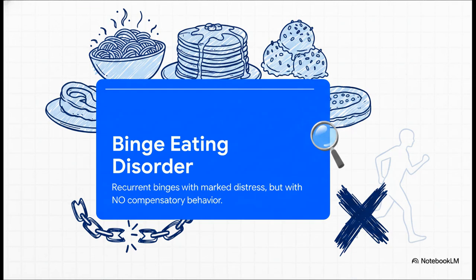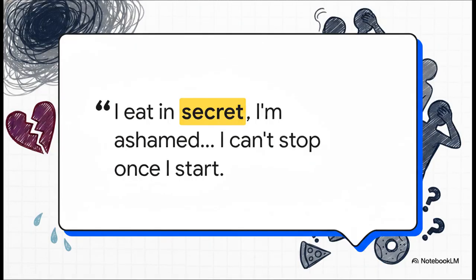So what if you have the binge episodes, but you don't do anything to compensate? Well, that brings us to our 4th disorder, binge eating disorder, or BED. The person here has those same recurrent binges, that same feeling of losing control while eating, but there are no compensatory behaviors afterwards. This quote gets to the emotional core of BED.